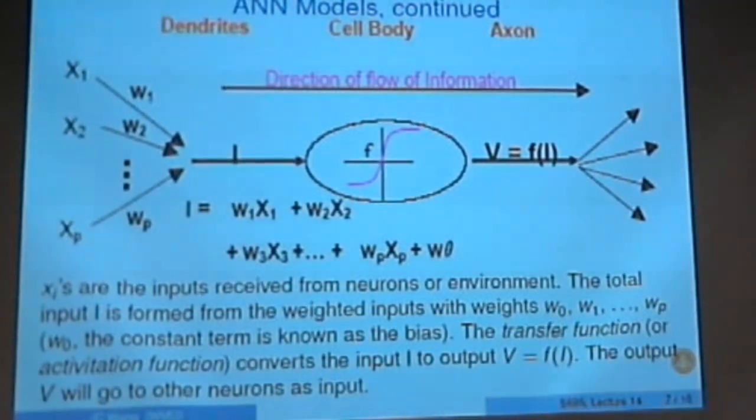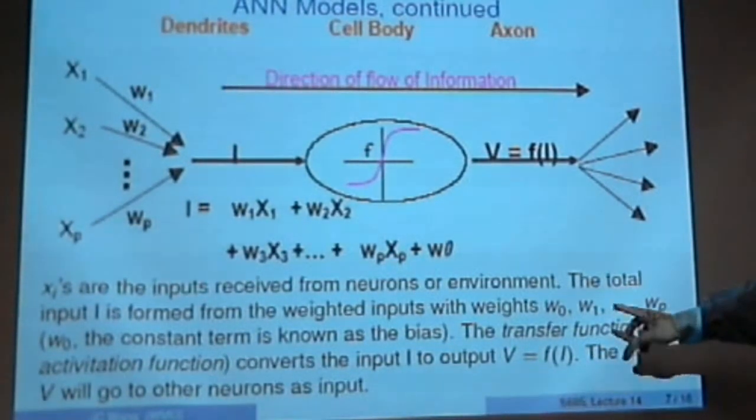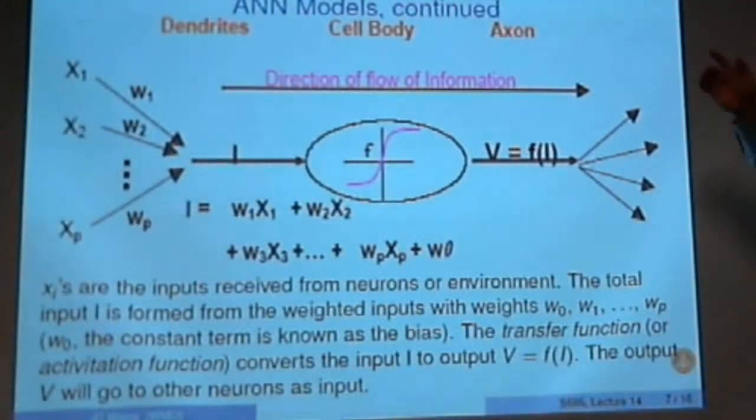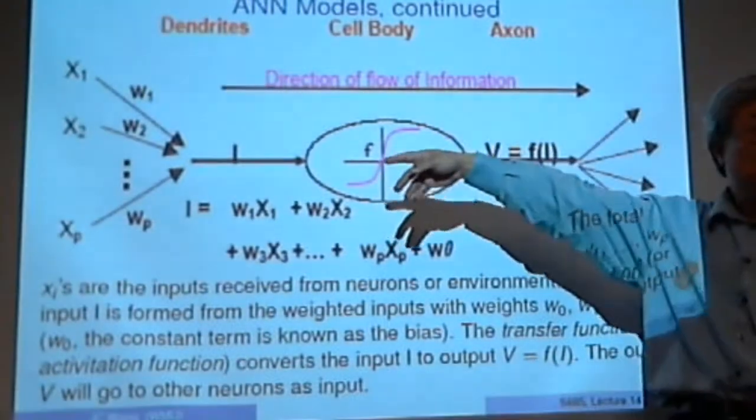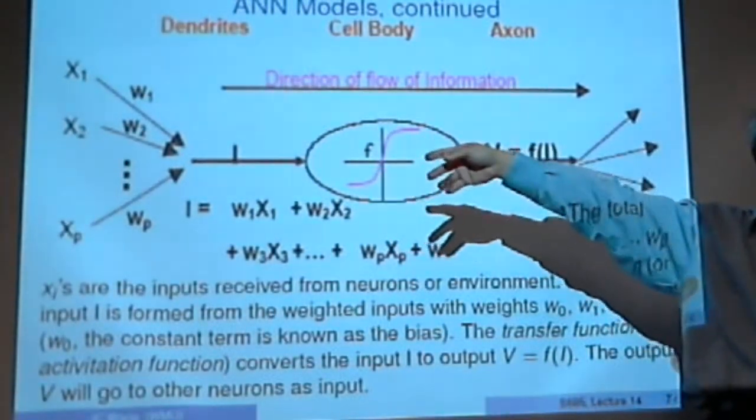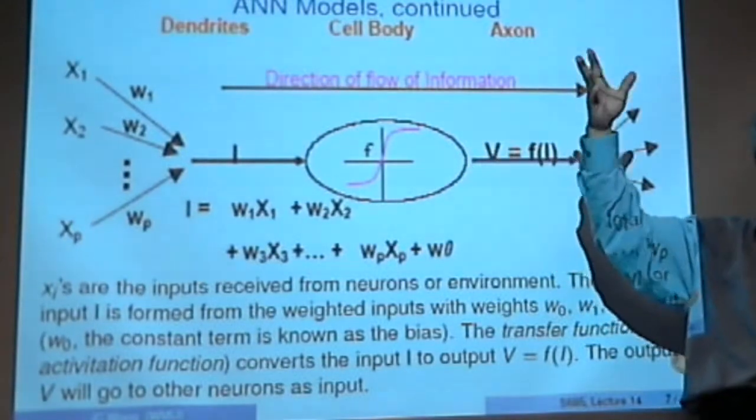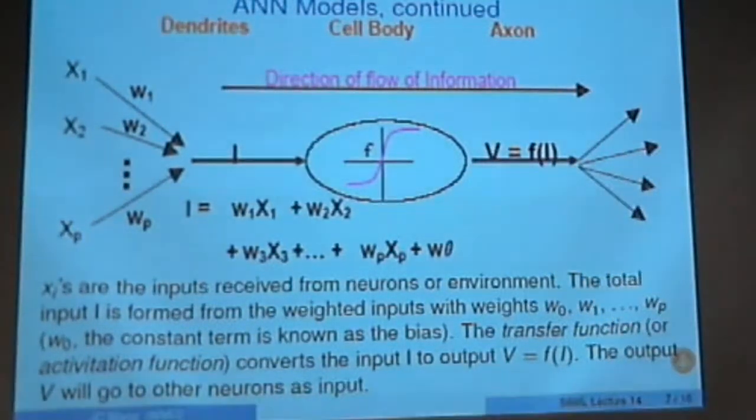In the hidden layer, the input goes through some kind of transfer function, or activation function, different names for that. Usually this functional form is logistic. We're going to explain that. The majority of these are the logistic function.